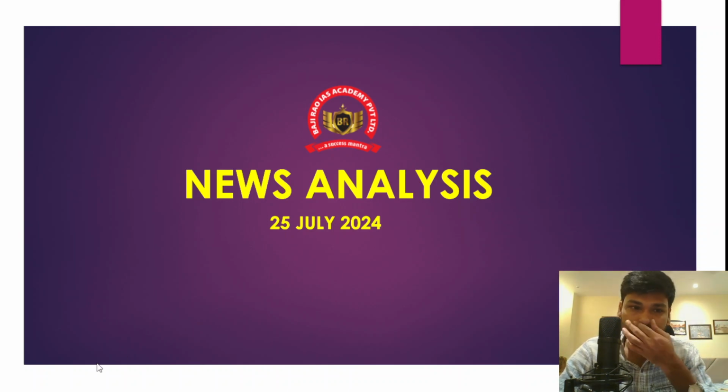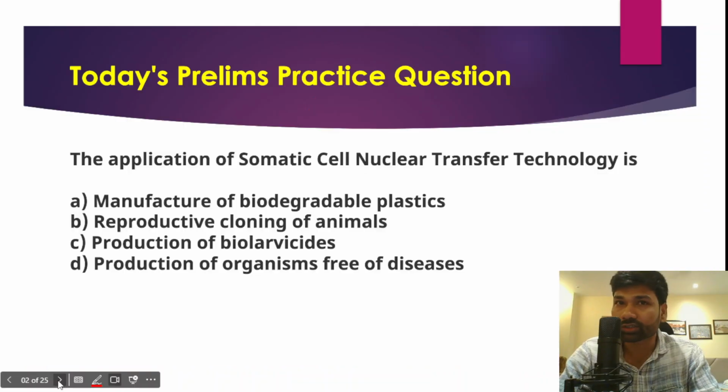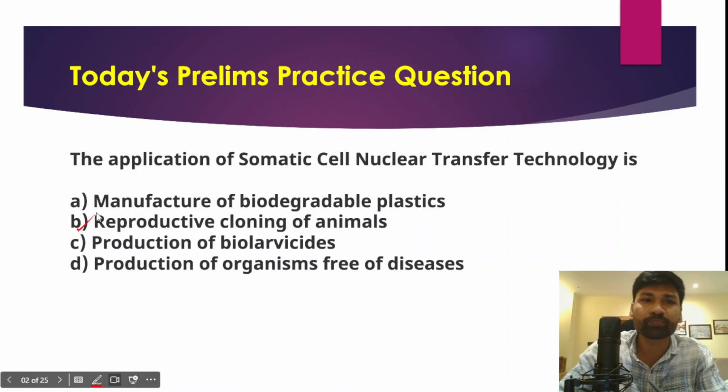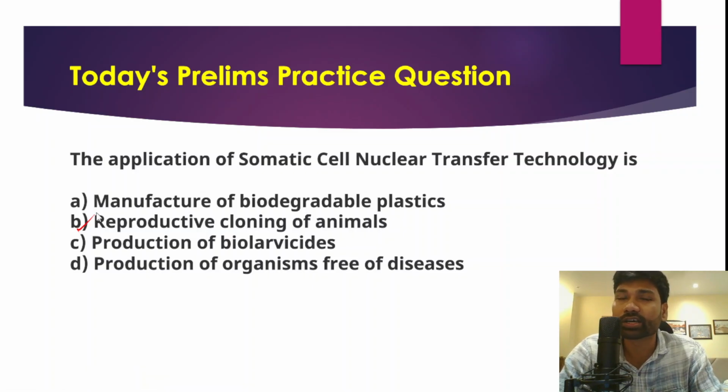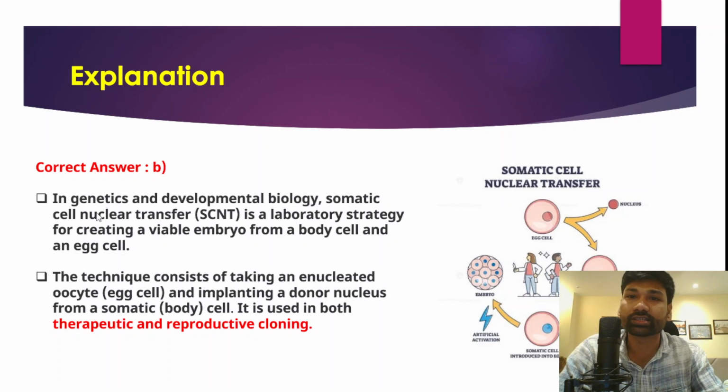Right, so before discussing them, let's try to solve a previous question that I gave you yesterday. The question was, application of somatic cell nuclear transfer technology is related to which of the following things, right? So the correct answer for this question is B, reproductive cloning of animals. So for the purpose of reproductive cloning of animals, the somatic cell nuclear transfer technology is being used, and we will understand what this somatic cell nuclear transfer is.